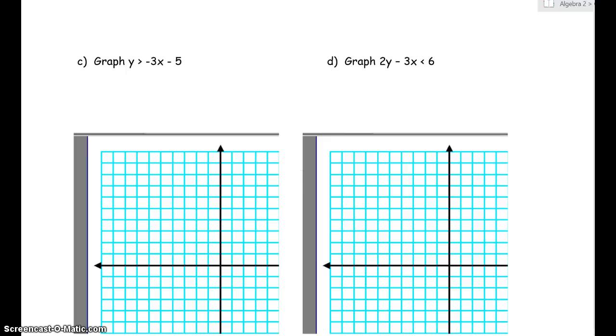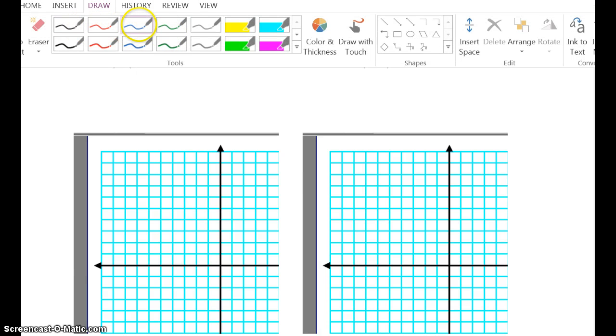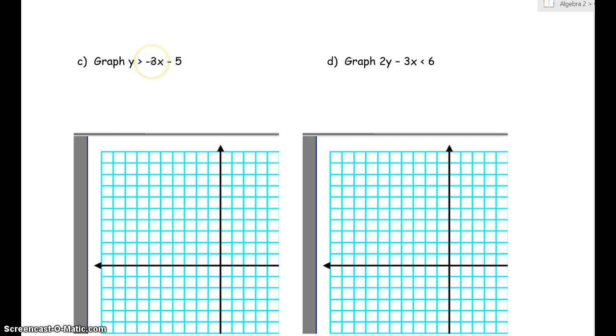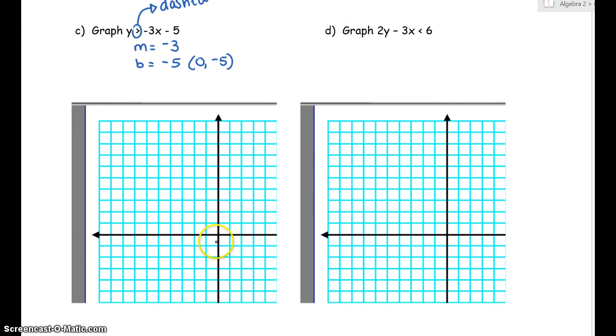So let's see. Now C, we have a line, so I'm going to graph this as I would, where my slope is -3 and my b is equal to -5, which means I'm at 0, -5. Okay, and before I leave the equation, I also want to notice that it's greater than, which means that it will be a dashed line. Once I figure out where the line is going to be, I'm going to make sure I make a dashed one. All right, so we're going to start at 0, -5.